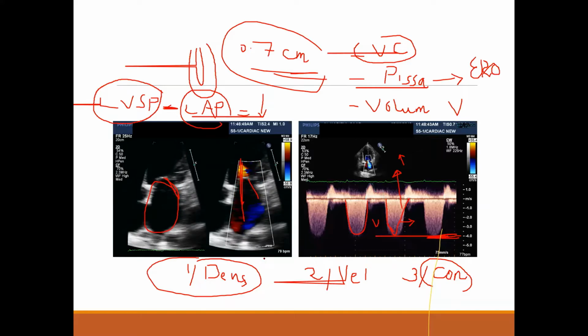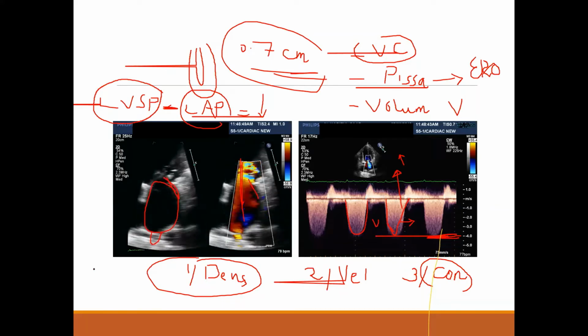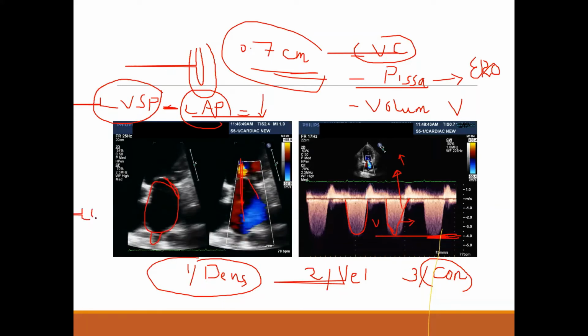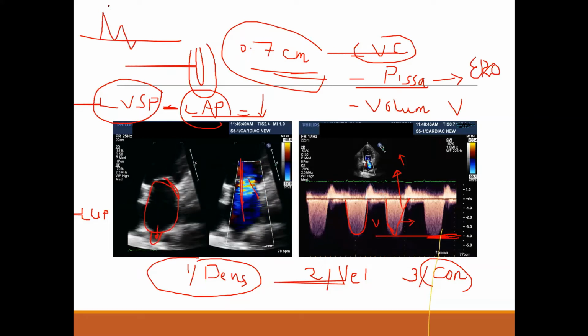Okay, no problem. The same applies to another important measure, which is this one. You see this small hole here? This is the left upper pulmonary vein. We interrogate this one by PW for the systolic function analysis and for MR. Usually it looks like this: S, D, and AR. S, D, and AR. This is how it looks.